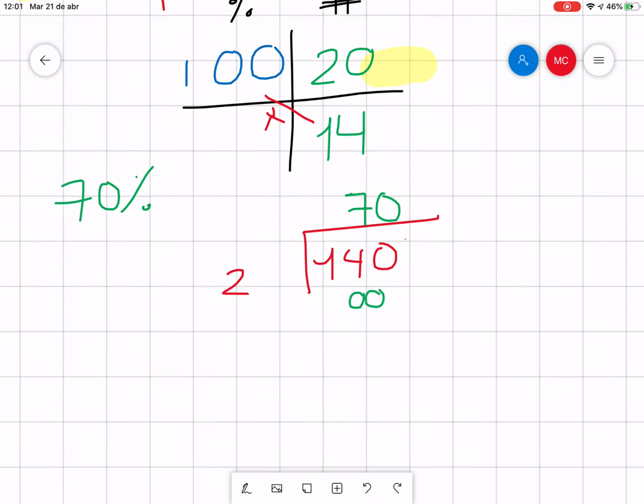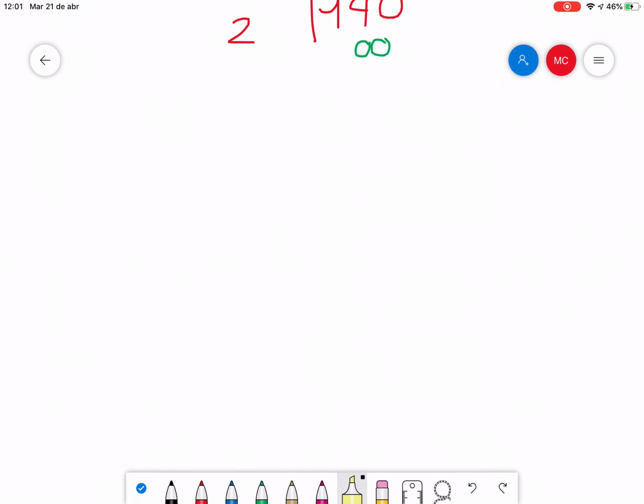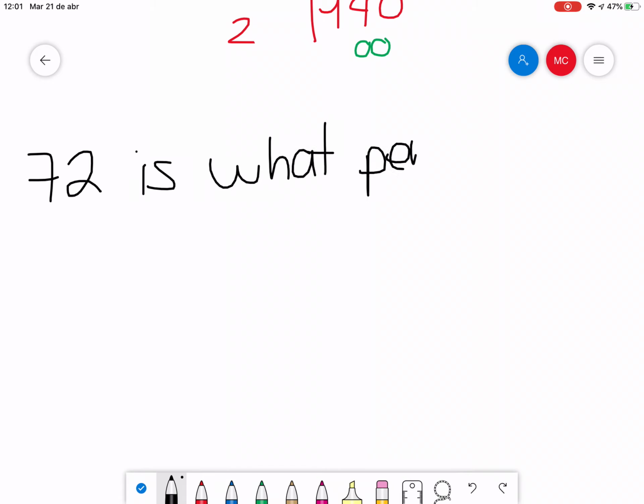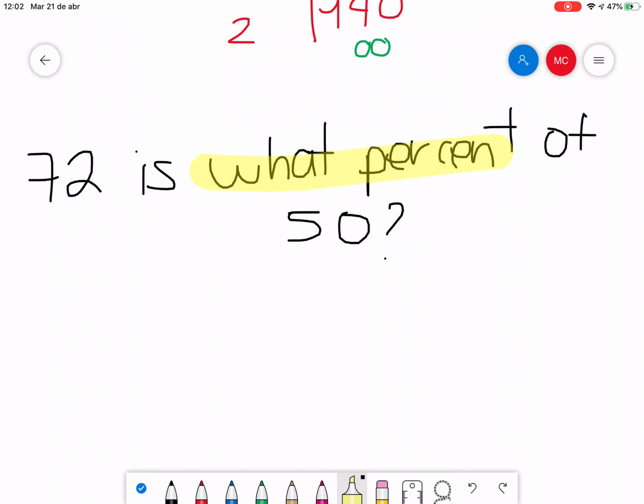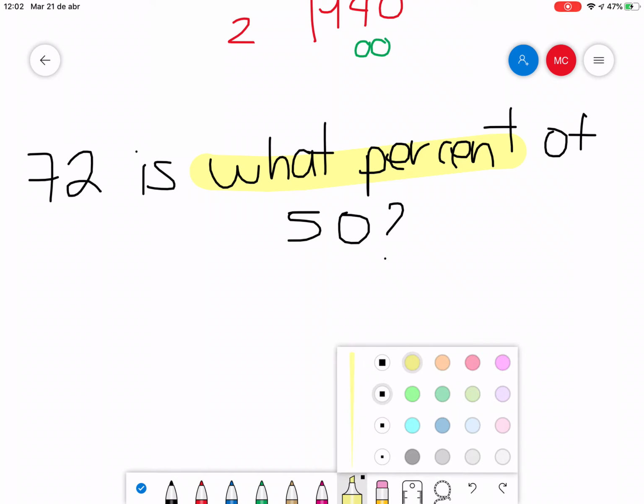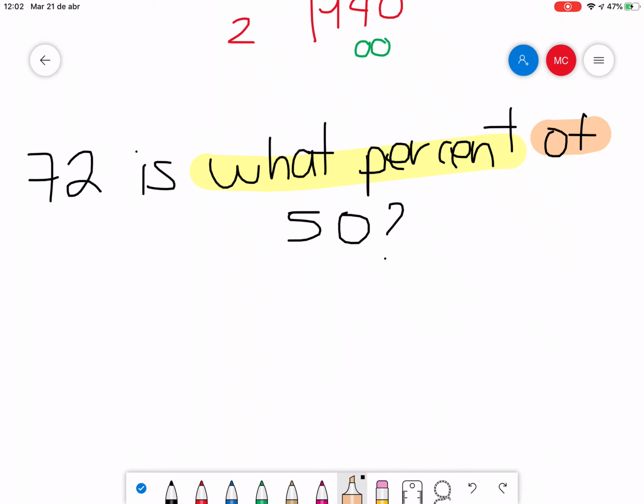Okay. Let's do another one. It will be the other kind of question, which was: 72 is what percent of 50? Okay, again, I identify. They're asking me about the percent, so I know the answer is going to be a percentage. I have 72 is what percent of 50. Those are the magical words, of 50. That means the 100% is the 50.